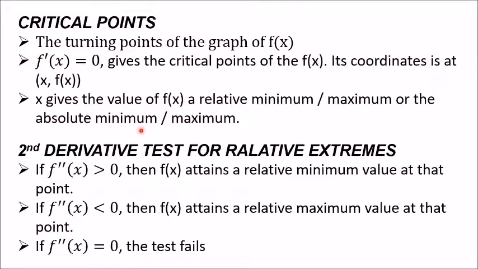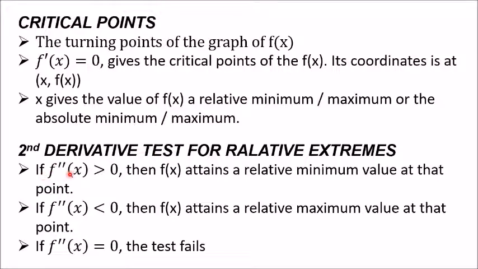At paano natin malaman kung ano yung ibibigay ng x na yon? Is it maximum or minimum, relative minimum, or absolute maximum or minimum? So, depende yan. Para malaman natin yan, we have what we call the second derivative test for relative extremes. Pasensya na, nagbali yung spelling. This is relative, this is E, okay? Relative extremes. Meaning ng extremes, minimum or maximum. So, inisa na lang sa extremes sa tawag dyan. We have here the second derivative test.